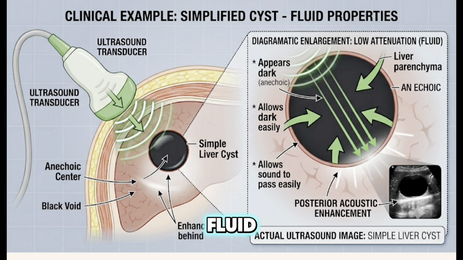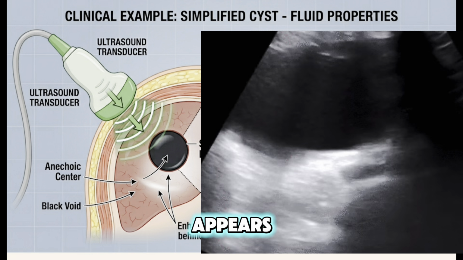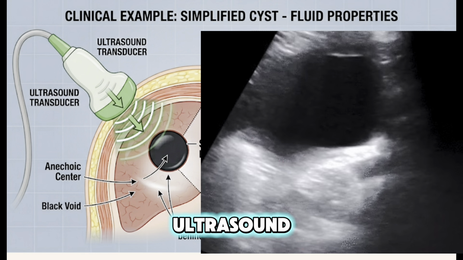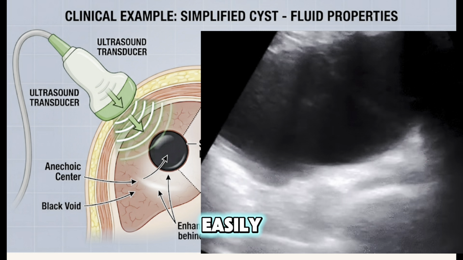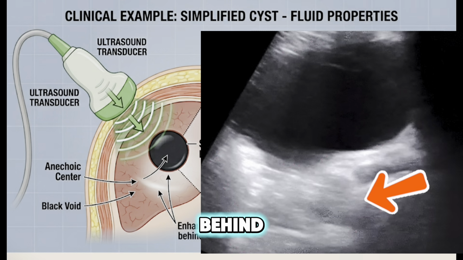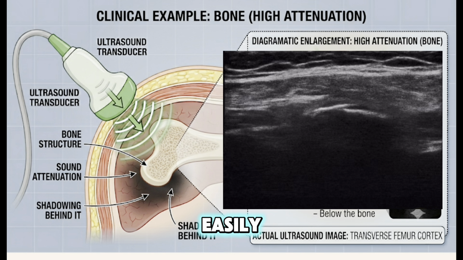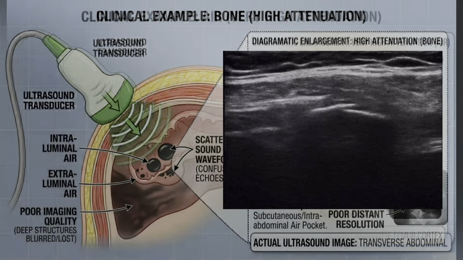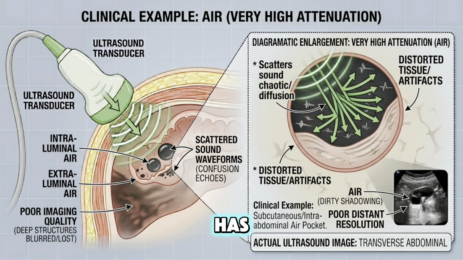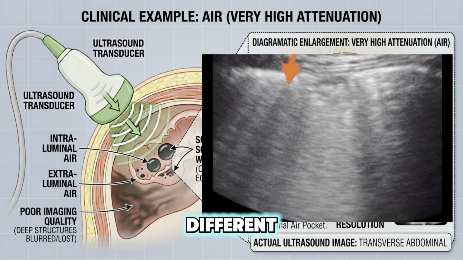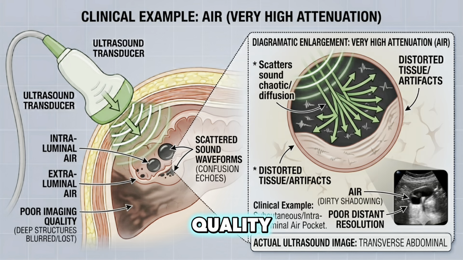So the first one is fluid. We all know that it has low attenuation. That's why it appears dark or anechoic in ultrasound. It allows sound to pass easily and causes enhancement behind it. Another clinical example is bone, which we all know has high attenuation. It absorbs or reflects sound easily and also creates shadowing. And lastly, we have air, which has very high attenuation. So sound is scattered in different directions, giving us poor image quality.